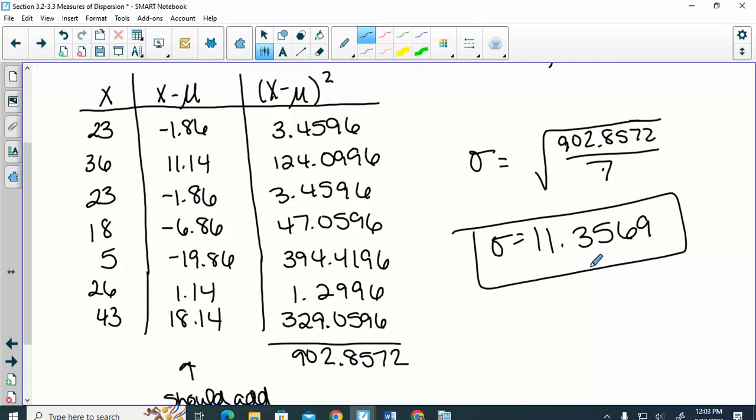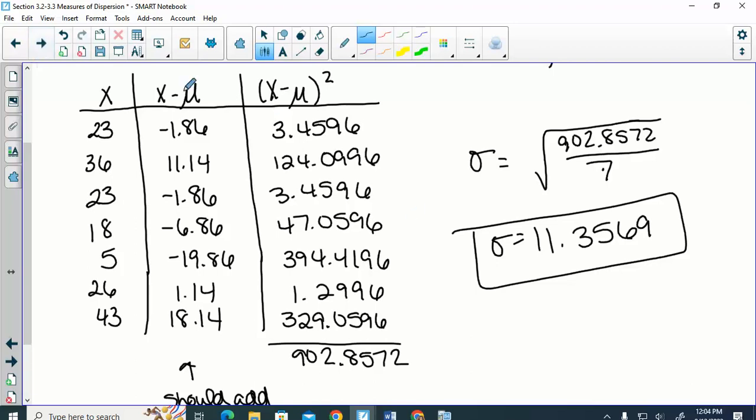If you are dealing with a sample, the standard deviation calculation is just slightly different. And you notice on your calculator, it has an S sub x and it has a sigma sub x. The sigma is the population standard deviation. The S is the sample standard deviation. And you'll see those numbers are slightly different.